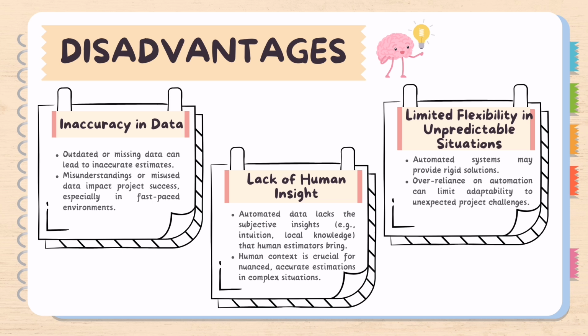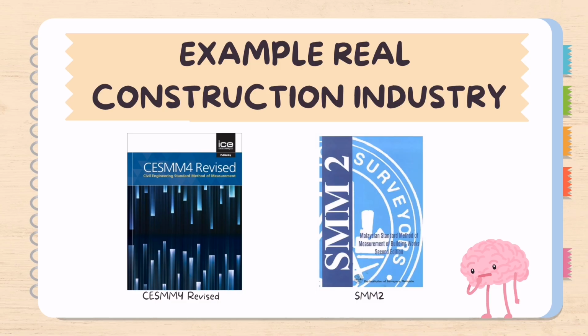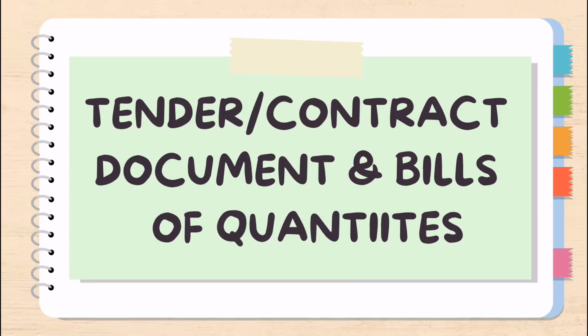Another thing is that information services in construction estimation have some drawbacks. Inaccurate or outdated data can lead to incorrect estimates, especially in fast-paced projects where misunderstandings or misuse of data can impact success. Additionally, while automated systems provide valuable data, they lack the subjective insights, such as intuition and local knowledge, that human estimators offer. This human context is crucial for making accurate estimates in complex situations. Lastly, automated systems can be rigid, and an over-reliance on automation may reduce flexibility in adapting to unexpected challenges on the project.